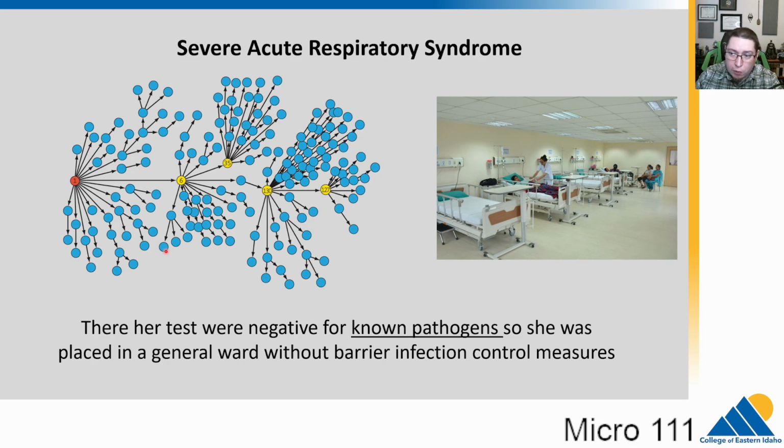In the hospital, they did a bunch of tests and she was negative for any known pathogens. So they placed her in a general hospital ward without any sort of barriers to infection or control measures or things like this. Okay, we have an unknown. That makes it difficult.